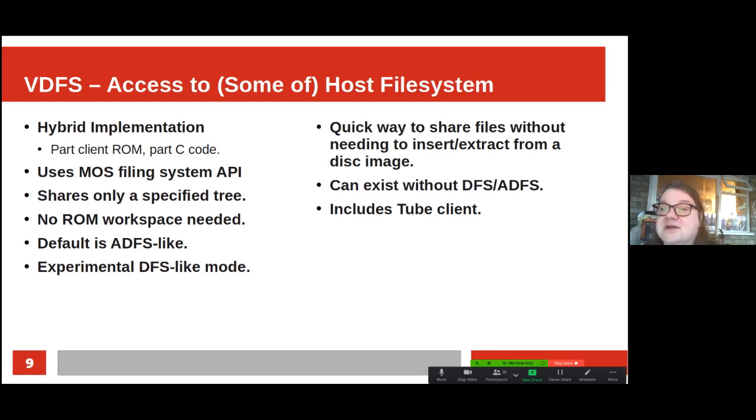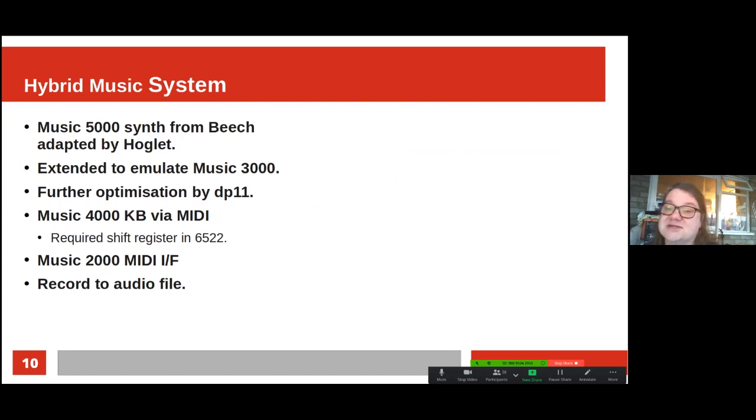But for the time being, let's move on to the hybrid music system. So I think this started with Beeb. I think Dave, known as Hoglet, spotted an implementation of the Music 5000 in BeebEm, adapted it to B-Em. It was then fairly straightforward to essentially be able to run two copies of it and emulate the Music 3000, which is the extended one. DP11 has contributed some optimizations, which I think were aimed at getting the Music 5000 emulated on Raspberry Pi.